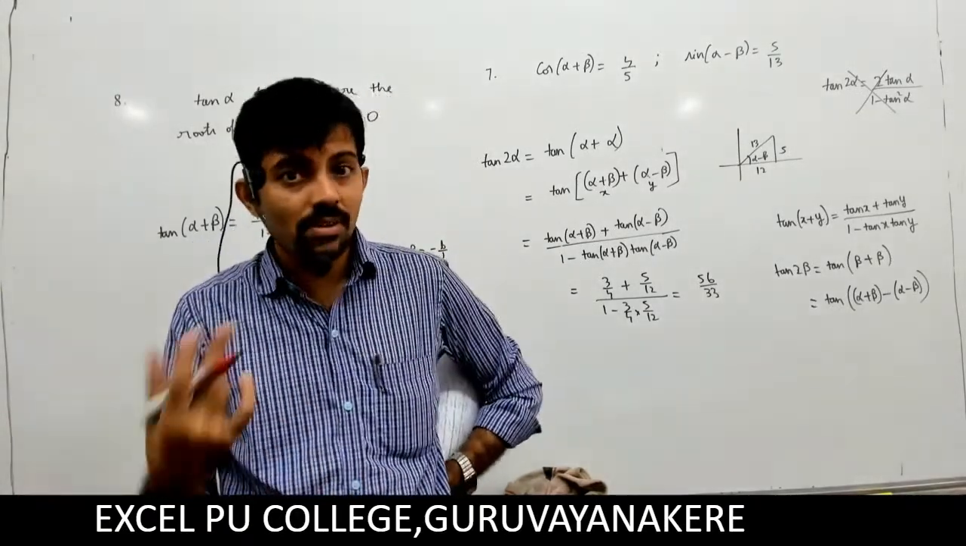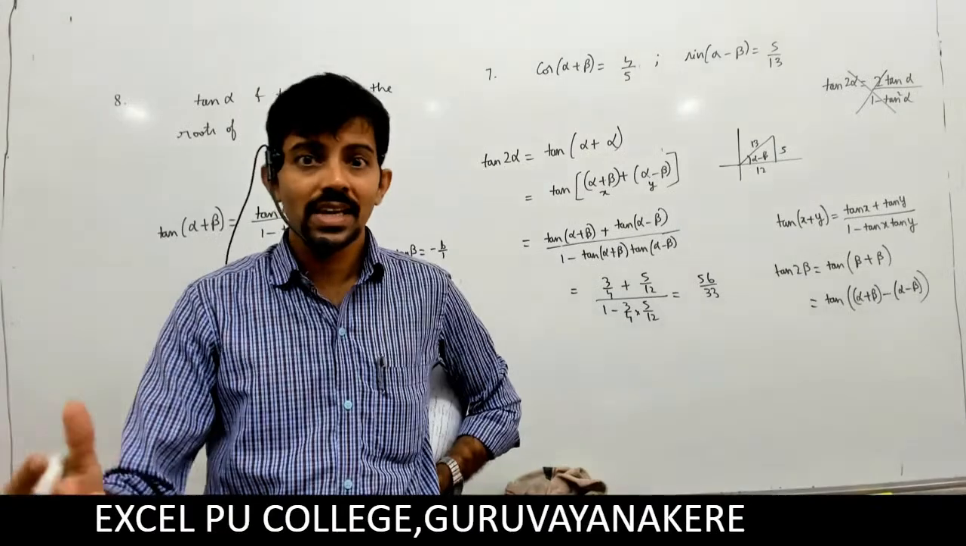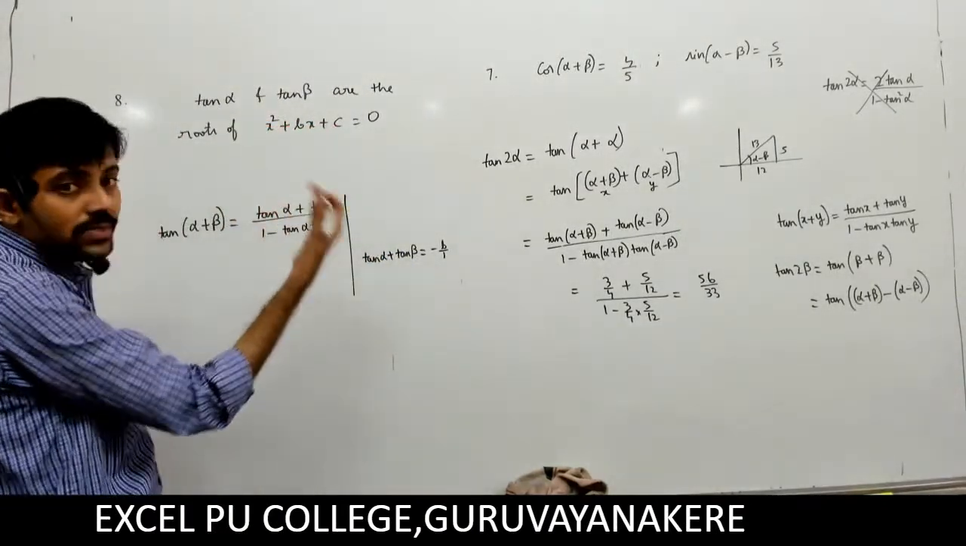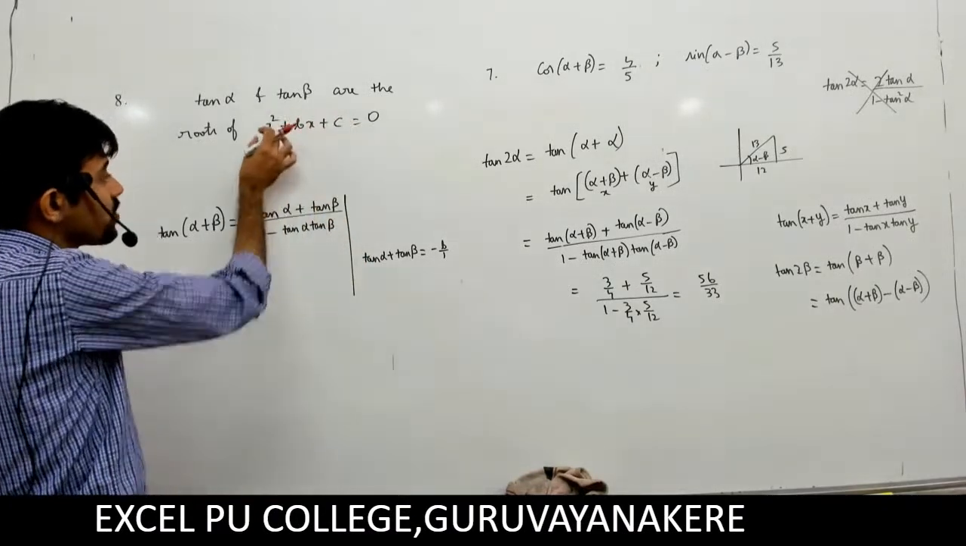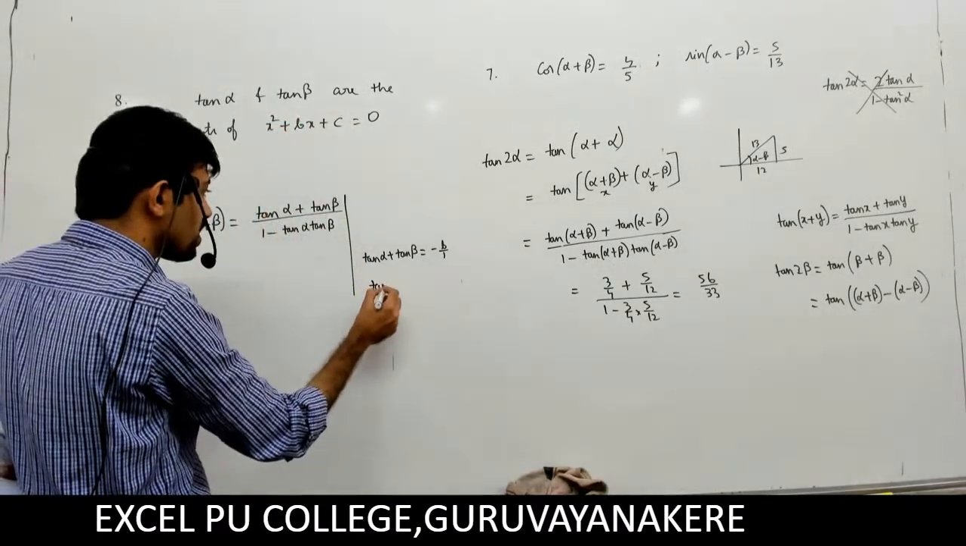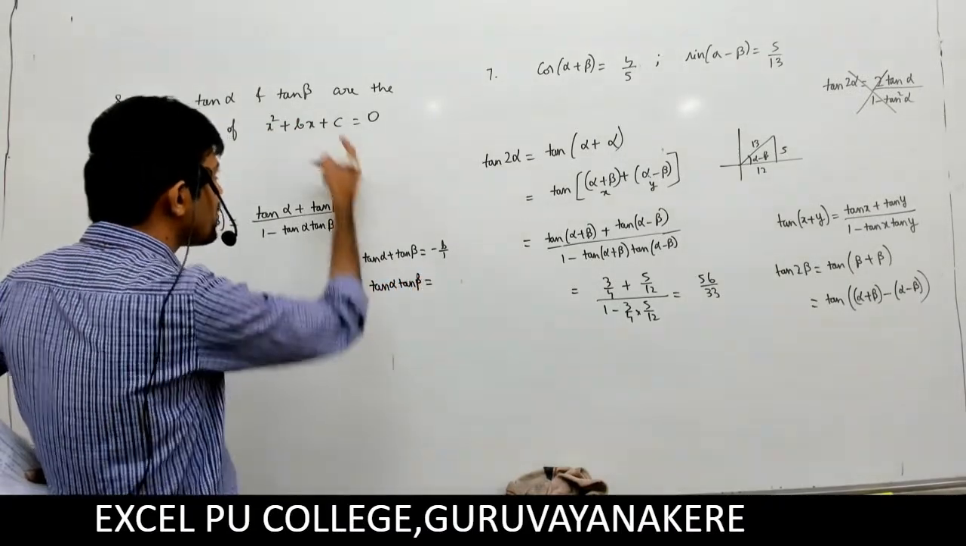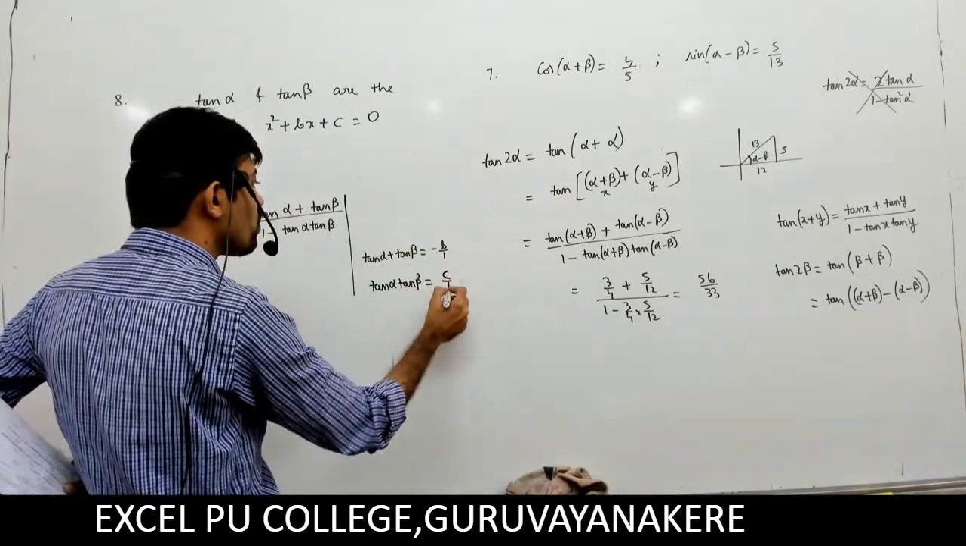Sum of the roots or sum of the zeros is minus b by a, correct? Minus coefficient of x by coefficient of x square. Product of the roots is constant term by coefficient of x square. Product of the roots, tan alpha into tan beta, is c by 1.